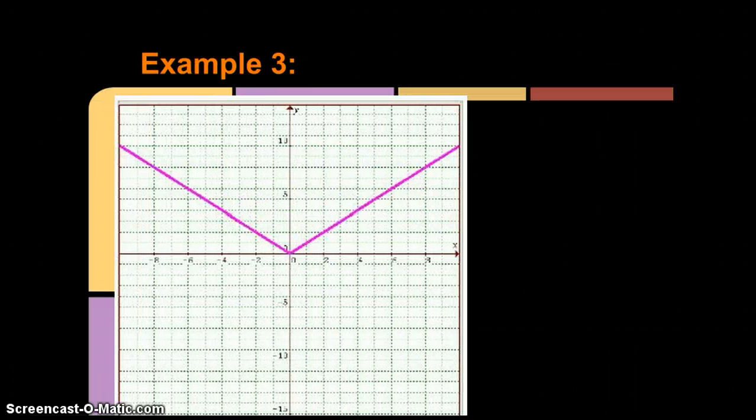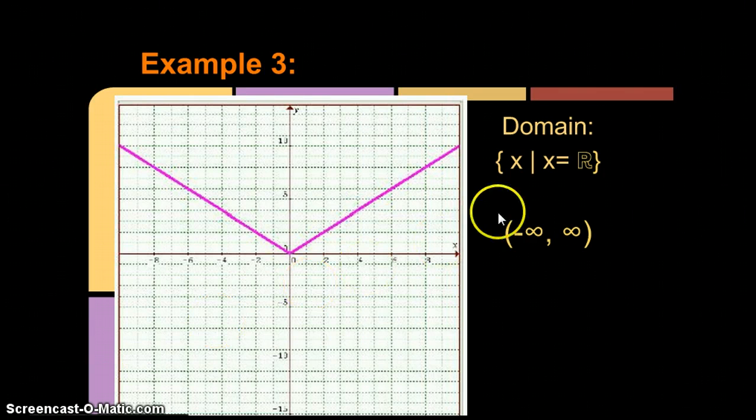Example number 3 here is now a little bit more visual. The domain here would be all real numbers because the arrows go on to infinity for both sides. You can see on here that x could be all real numbers, or it can go from -infinity to +infinity.